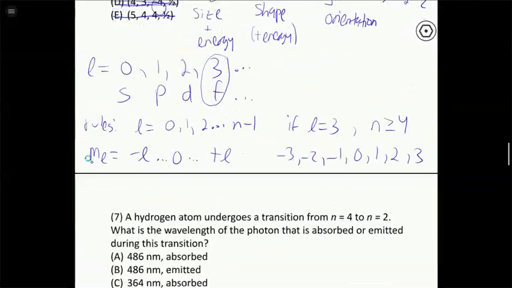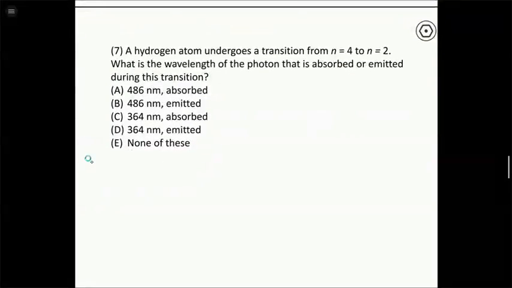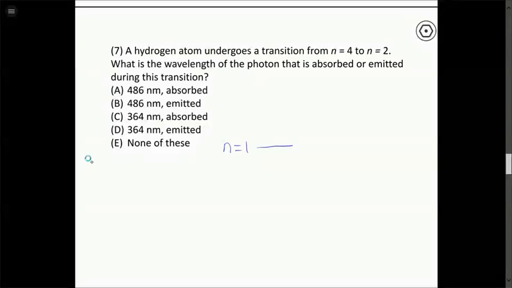All right, number 7. So we do have a problem on this, I didn't realize I had this in here. A hydrogen atom undergoes a transition from n equals 4 to n equals 2. What is the wavelength of the photon that is absorbed or emitted? Okay, so remember the idea here is that the Bohr model assumes that we have quantized energy levels for hydrogen that are determined by the value of n. So they go up as we increase n, and they get closer and closer together also.